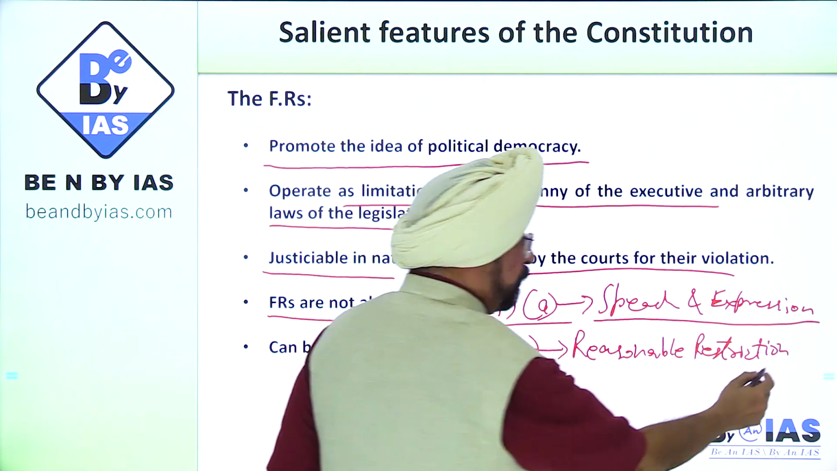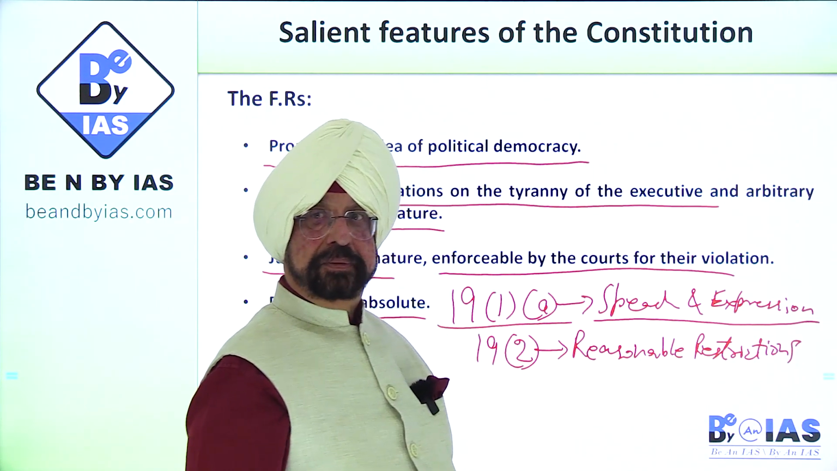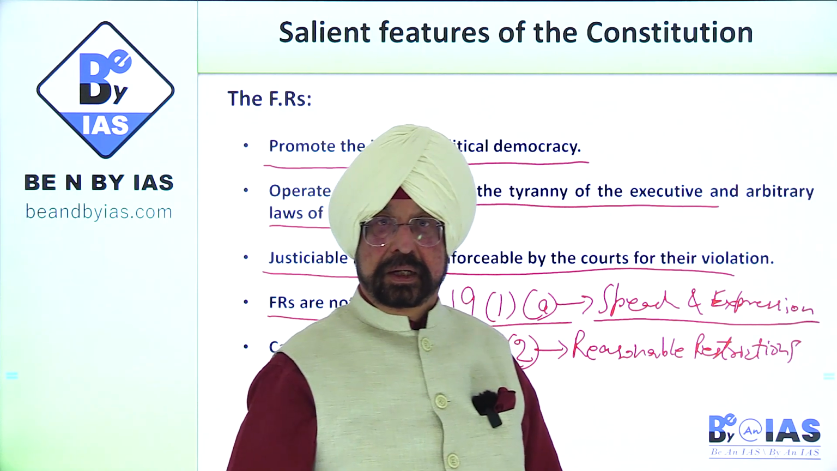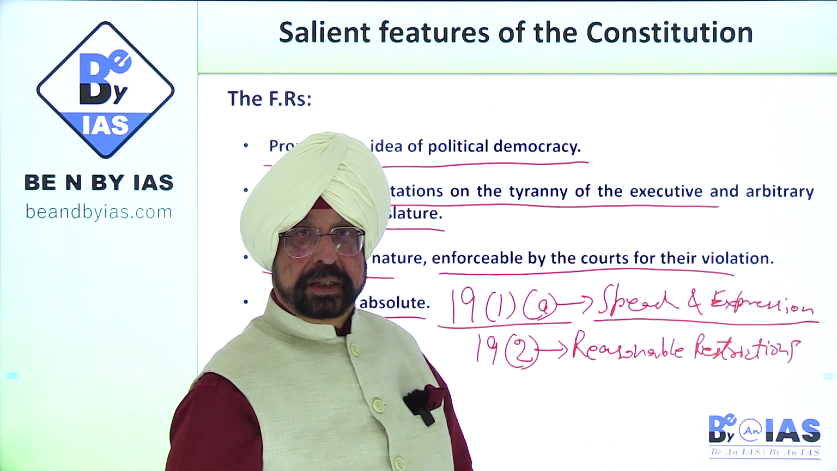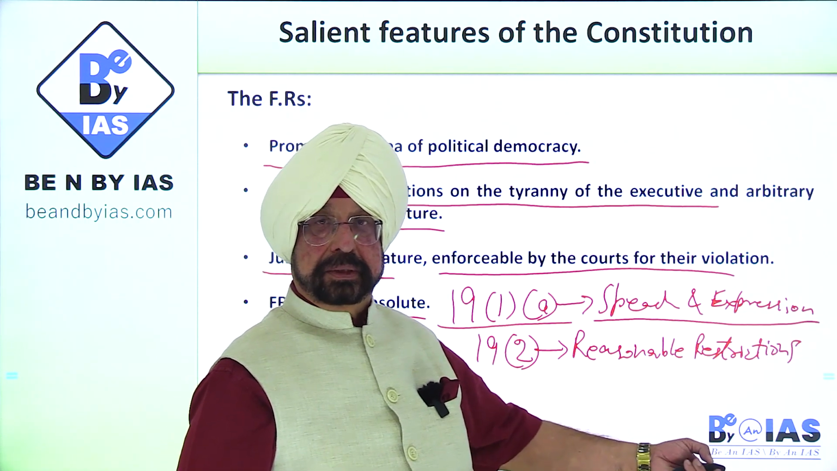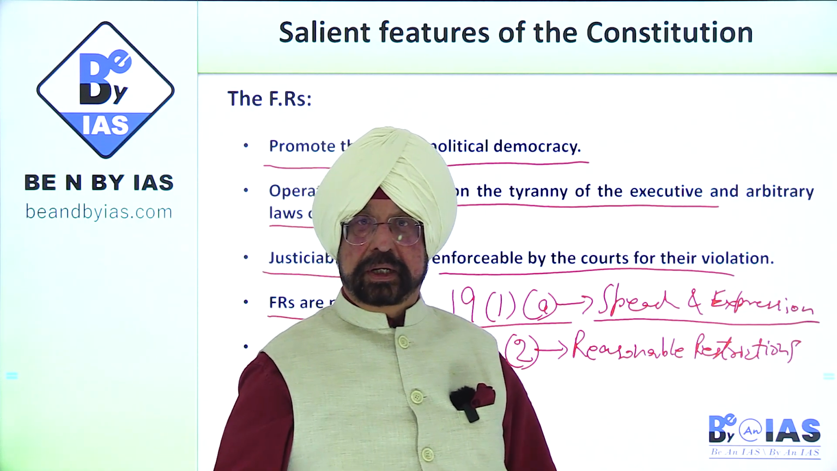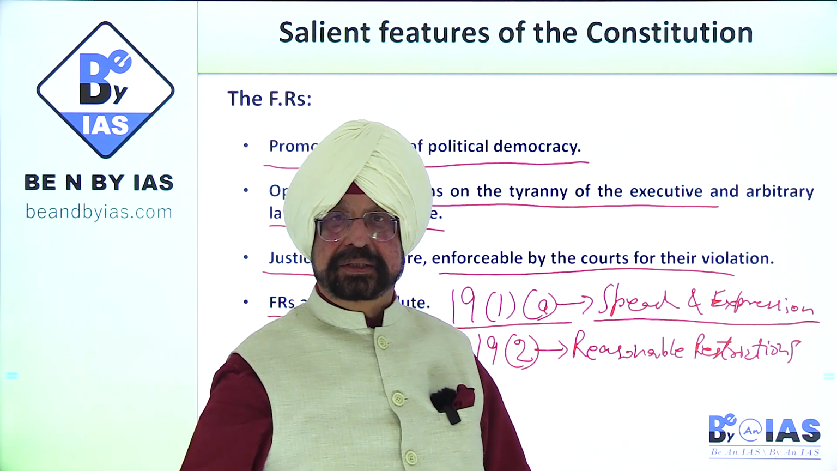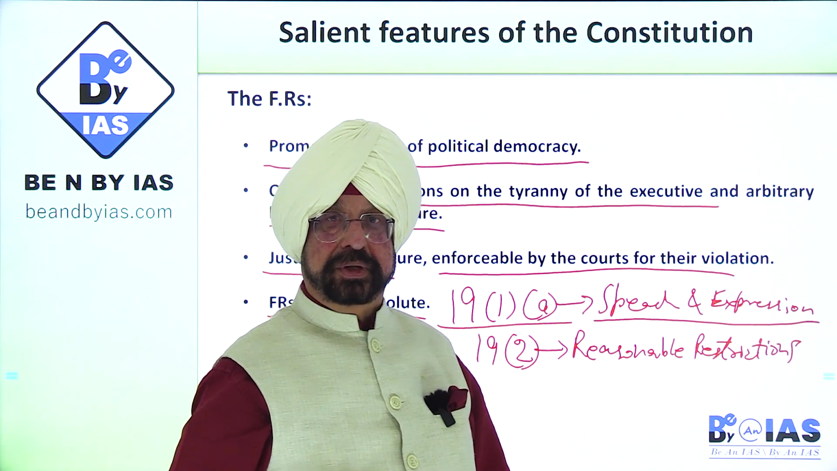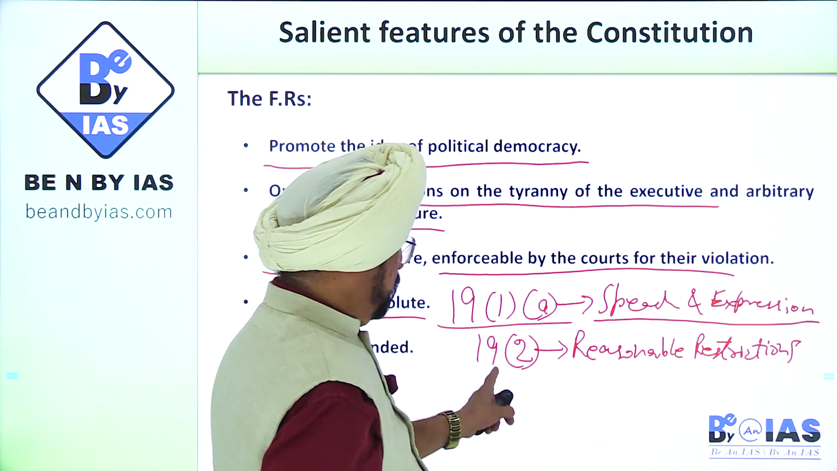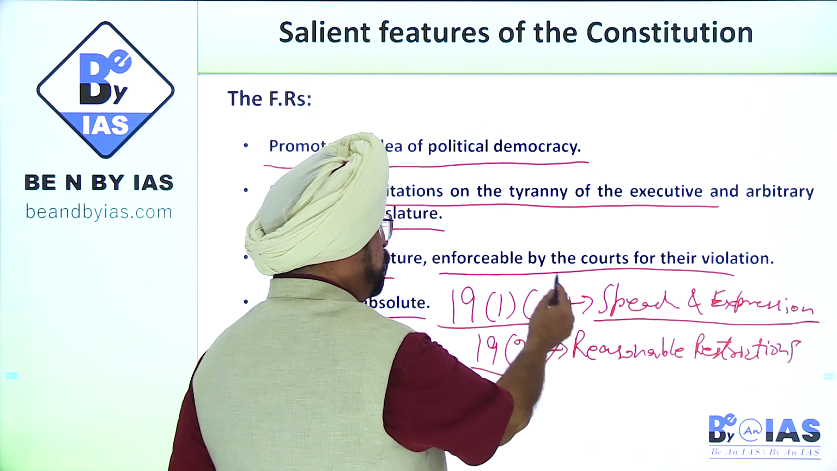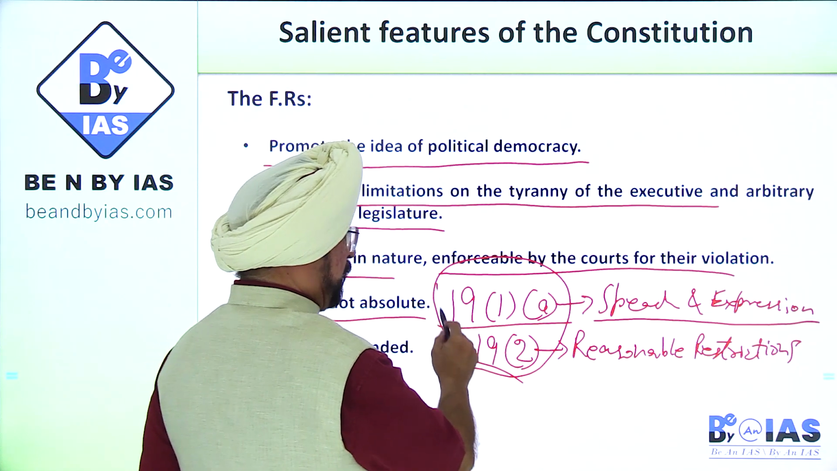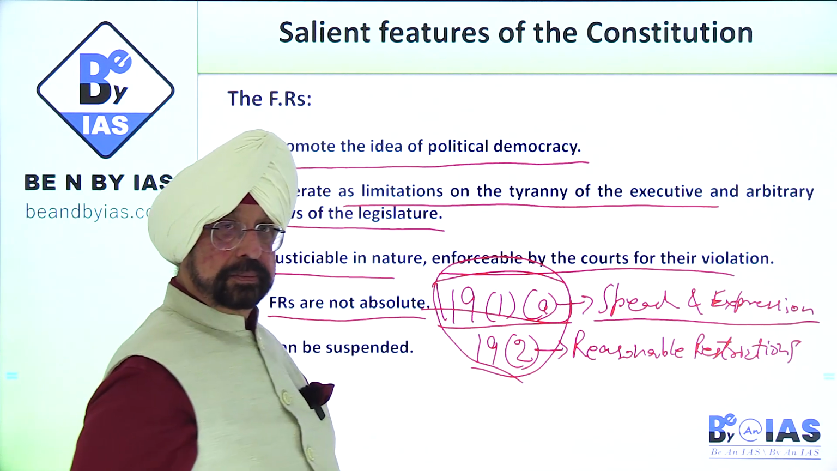Now, what are those reasonable restrictions? Like defamation. Don't defame anybody. Don't utter anything, don't write anything and defame the other person. In public security, in national security, you cannot utter anything which is affecting the national security. So all these restrictions are given in 19(2). So these two have to be read together. They cannot be read in isolation. 19(1)(a) cannot be read in isolation.